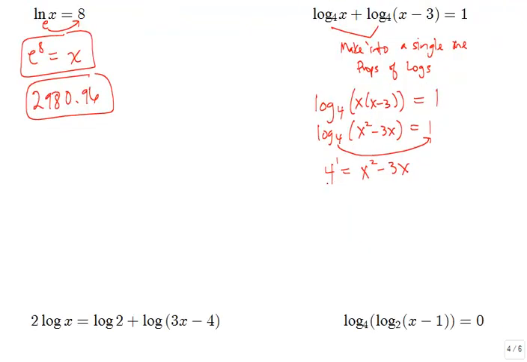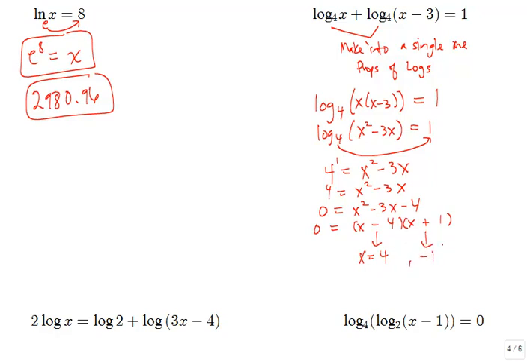4 to the first is just 4. And we have a quadratic equation, so I'm going to get everything on one side by subtracting that 4 and getting a 0. And this looks like it's going to factor. If I set up my two sets of parentheses, x and x, 4 and 1, I need the 4 to be minus and the 1 to be plus. So I get positive 4 and negative 1.